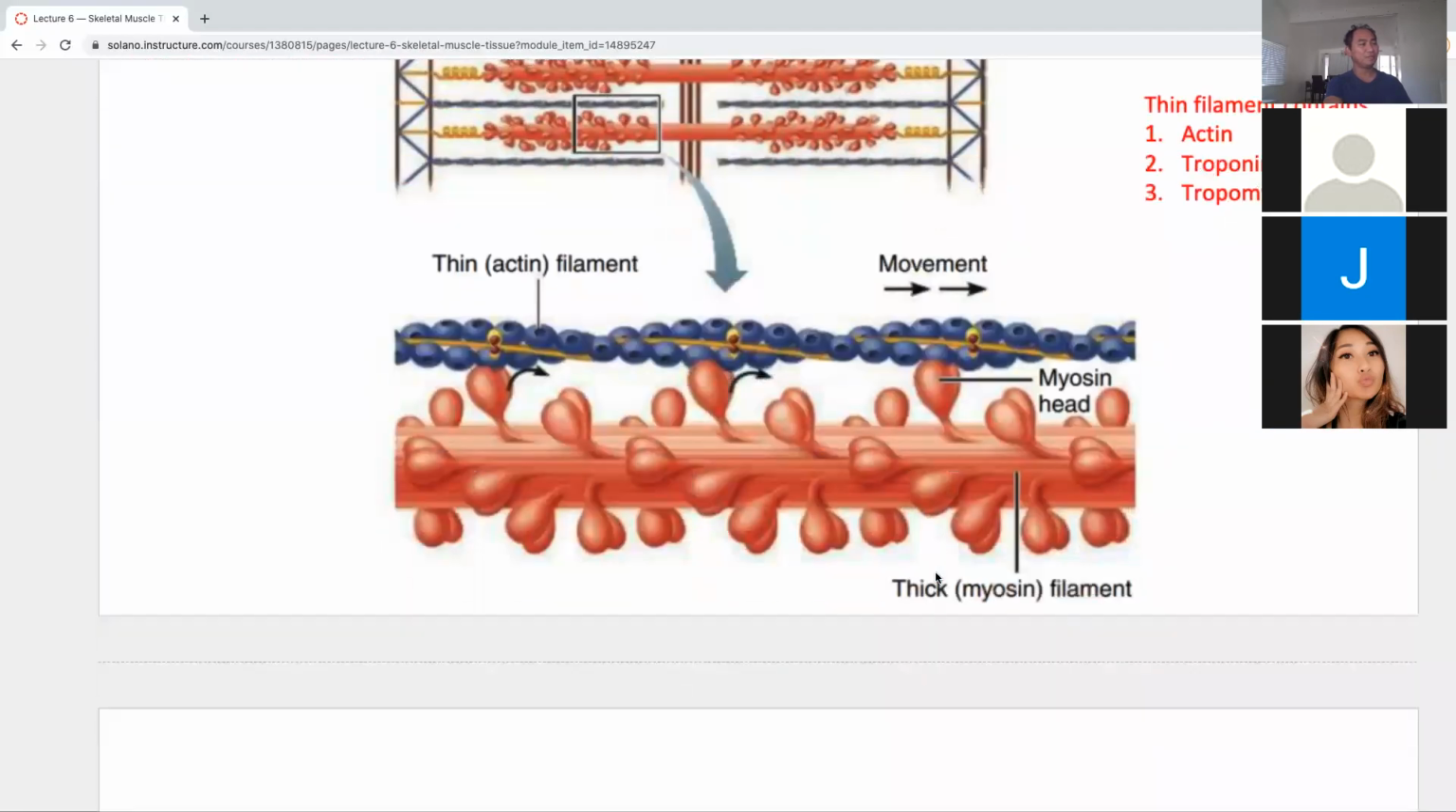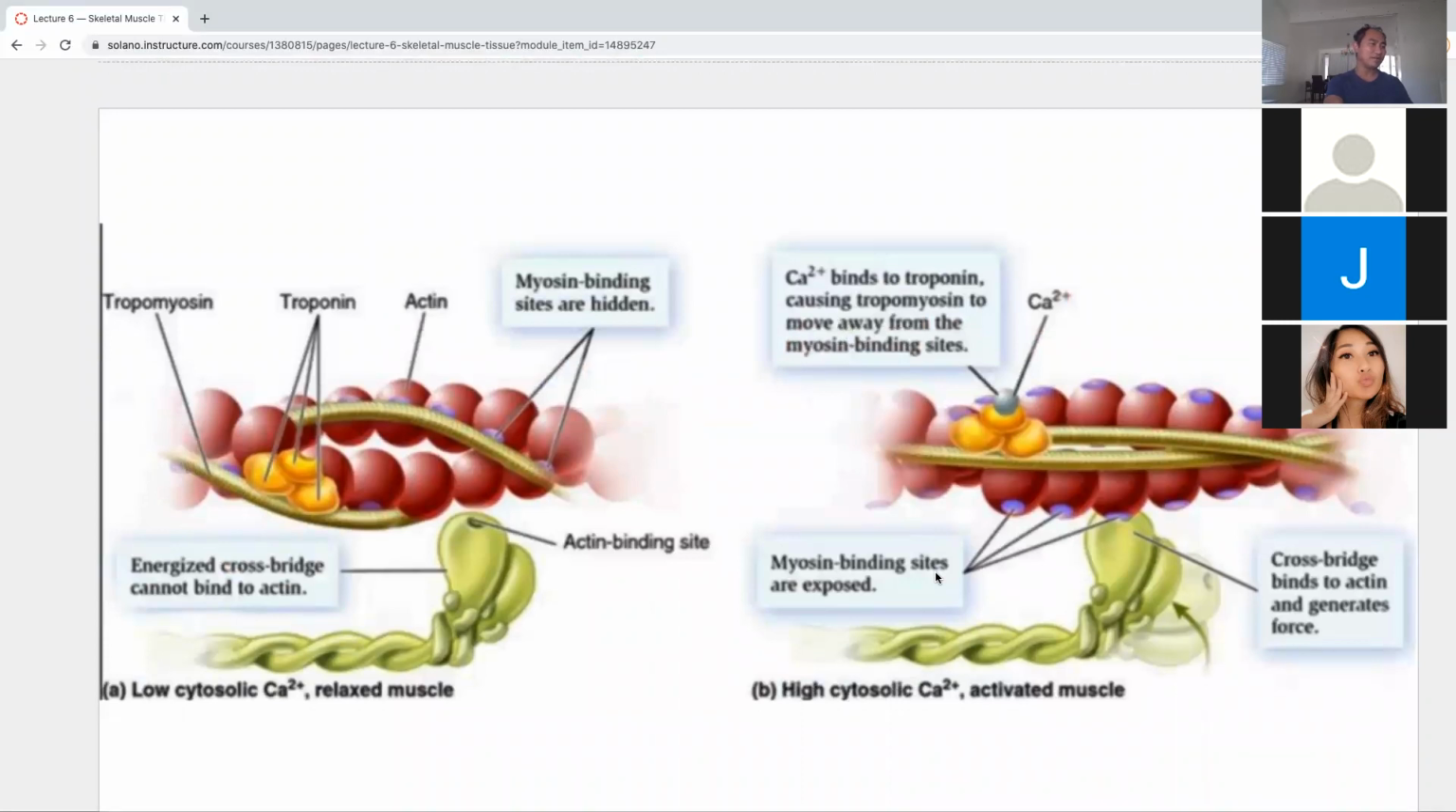Yeah, so this is a good diagram. So myosin head, this is actin. Actin has a site where the myosin head wants to go and attach. That is what we call the myosin binding site. And they are usually covered with tropomyosin, which is the green structure covering the myosin binding site on the actin.